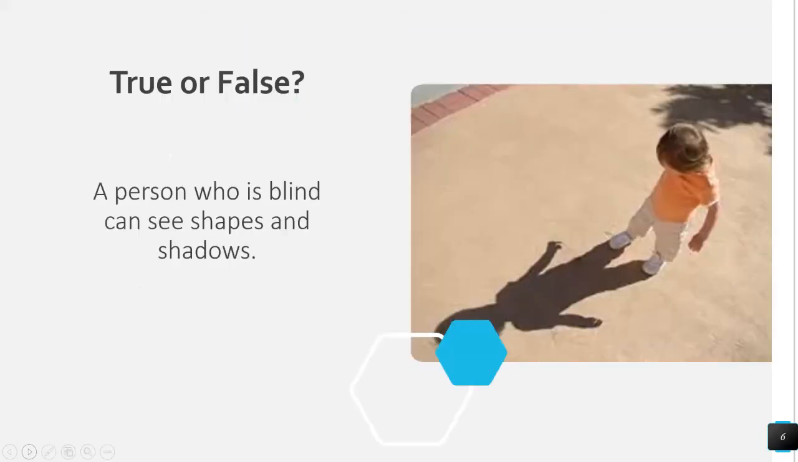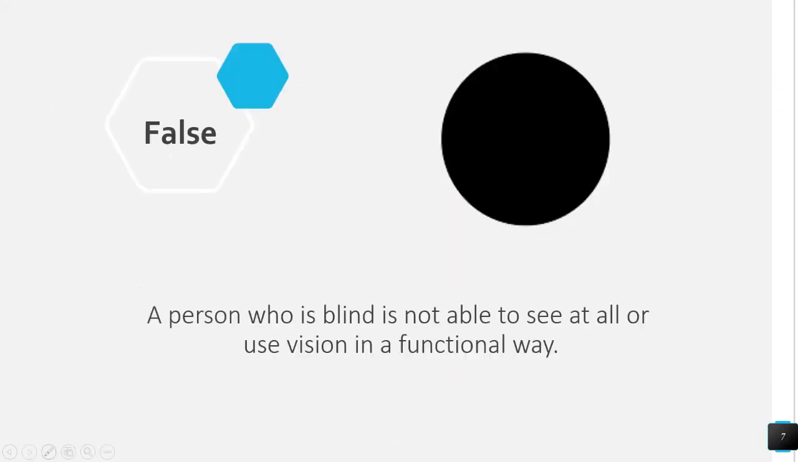True or false? A person who's blind can see shapes and shadows. This is false. A person who's blind is not able to see at all or use vision in a functional way. A person who is blind cannot see shadows or differences in light. Someone who is legally blind has a visual acuity of 20/200 or worse. And a person who is totally blind has a total loss of sight.